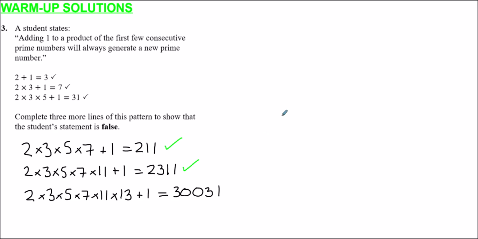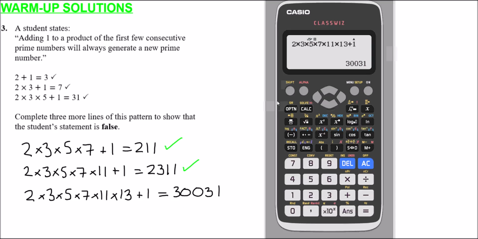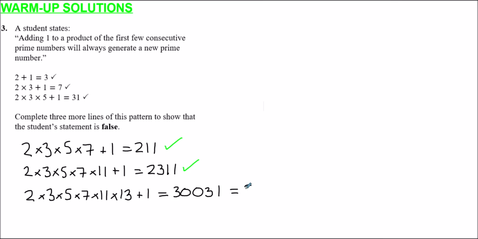Now this looks like it probably is prime, but again, if we go back to the calculator and press Shift Fact, you'll see it's actually 59 multiplied by 509. So for that reason, this isn't a prime number. So it's failed on the 6th row. So because of that, therefore, the student's statement is false.